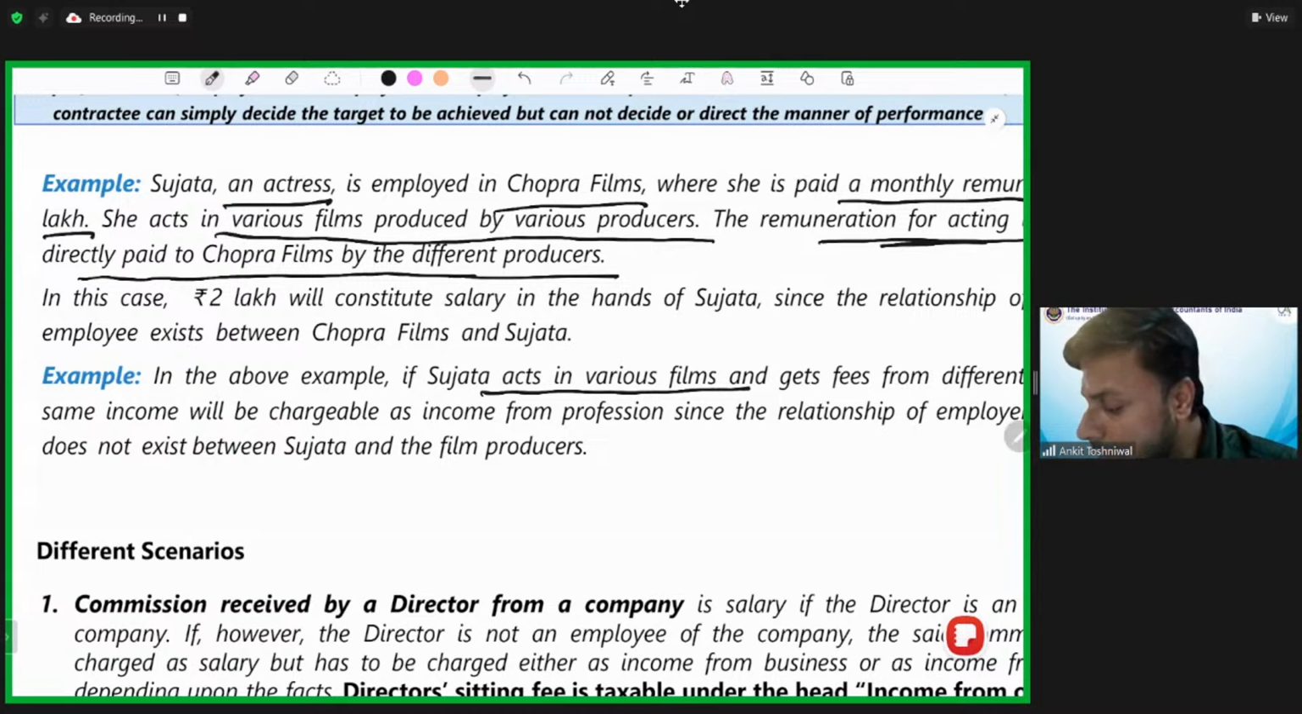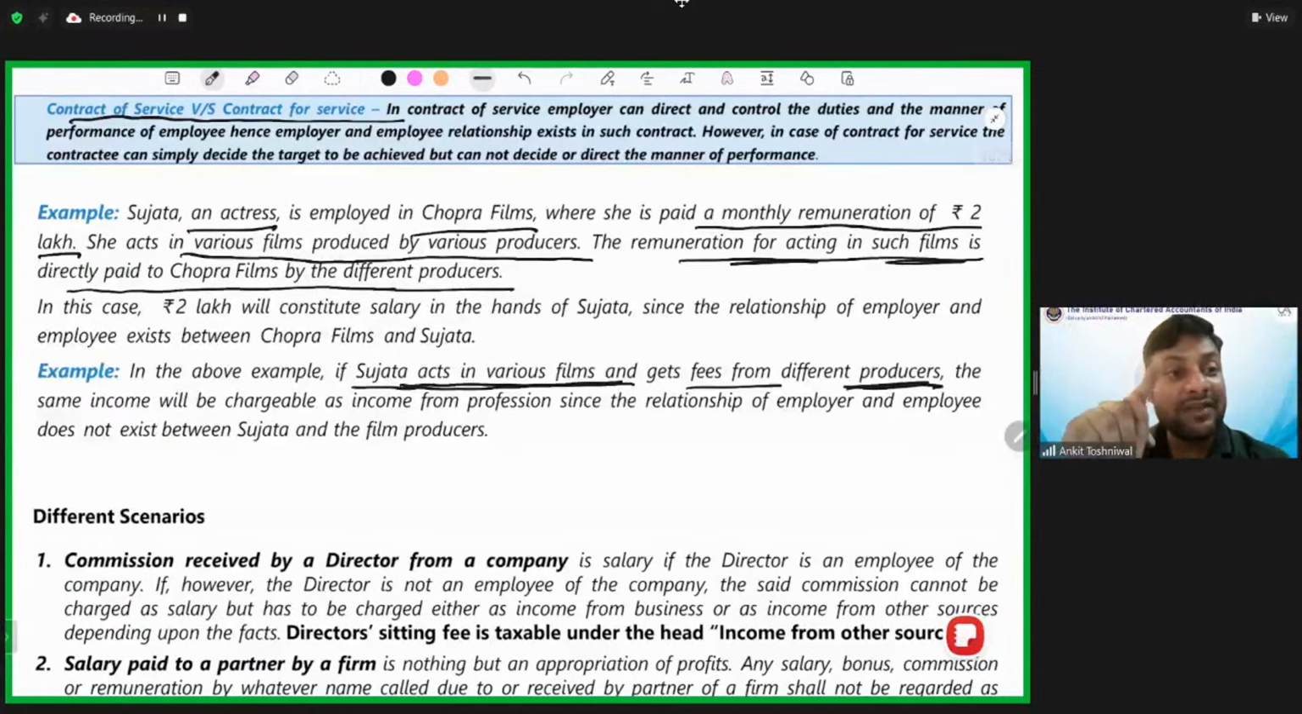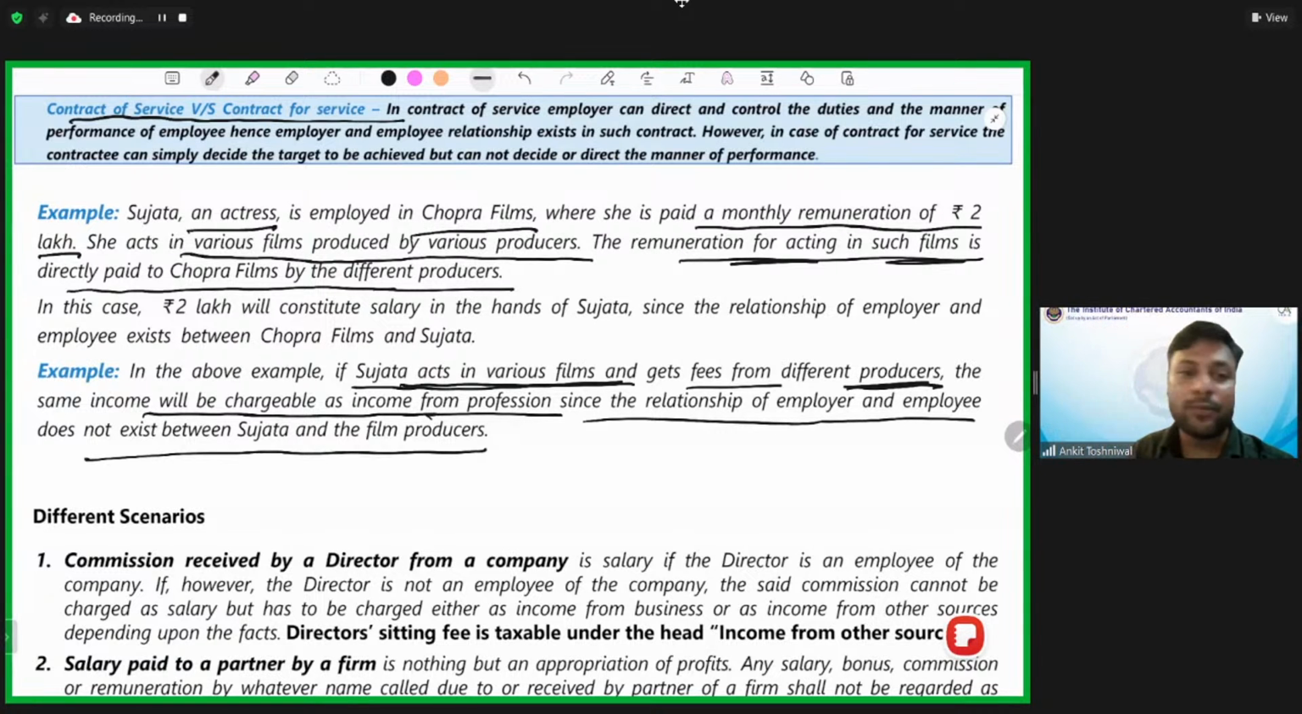So here, in the above example, if Sujata acts in various films and gets fees from different producers, she is not getting fees from Chopra or from a single banner. The same income will be chargeable as income from profession, since the relationship of employer-employee does not exist between Sujata and the film producer. Getting my point? Say yes or no.